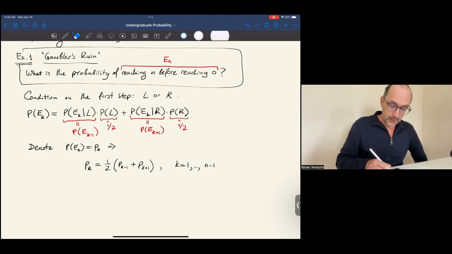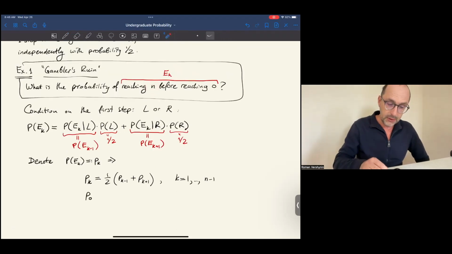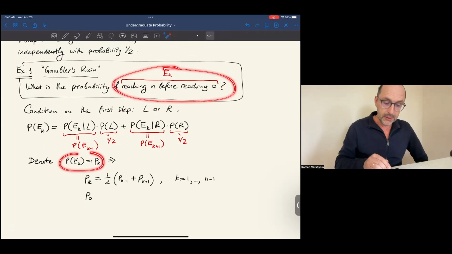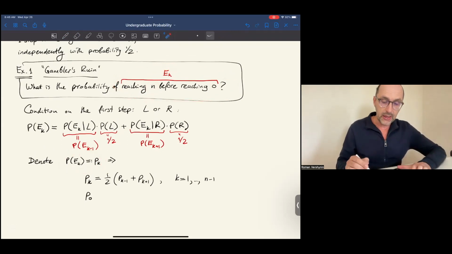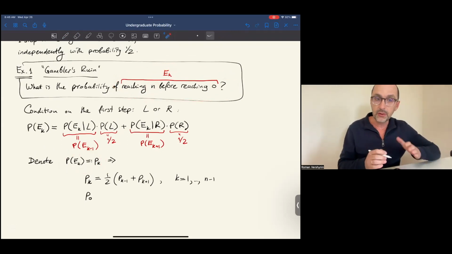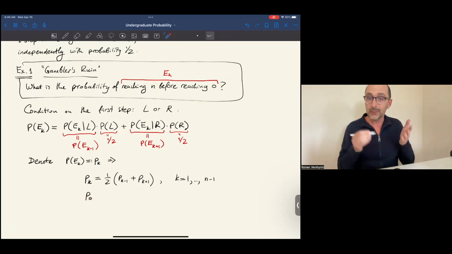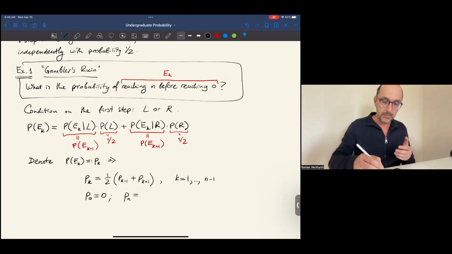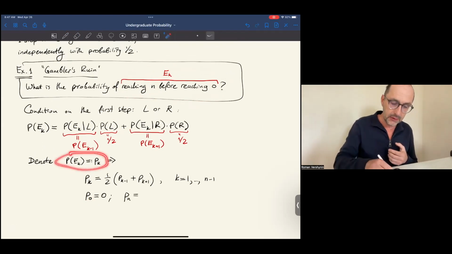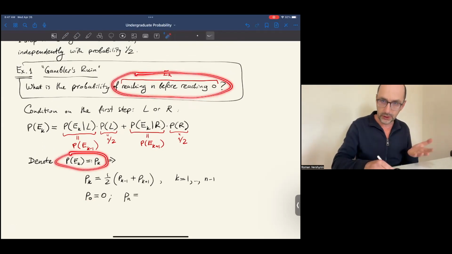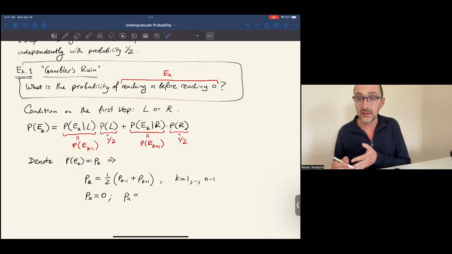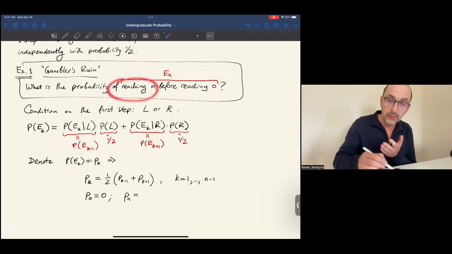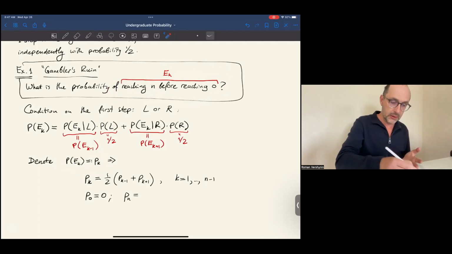What else do we know? We know p_0. p_0 is the probability of reaching n before reaching 0 if you start from 0, but that will never happen. You will never reach n. You already are at 0. So p_0 is 0. What's p_n? p_n is the probability that you reach n before reaching 0 if you start at n. But if you start at n, you have already reached n. So the probability is 1.